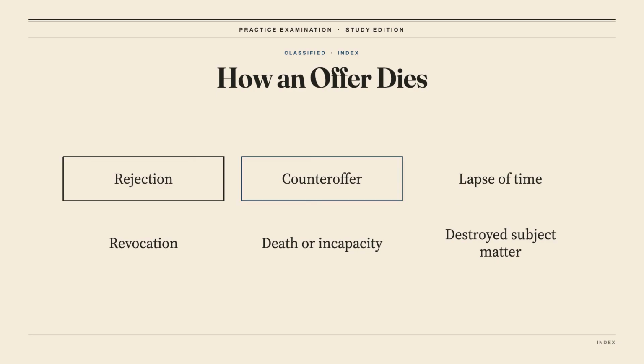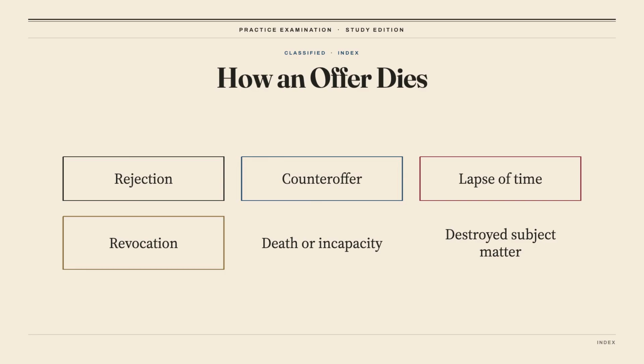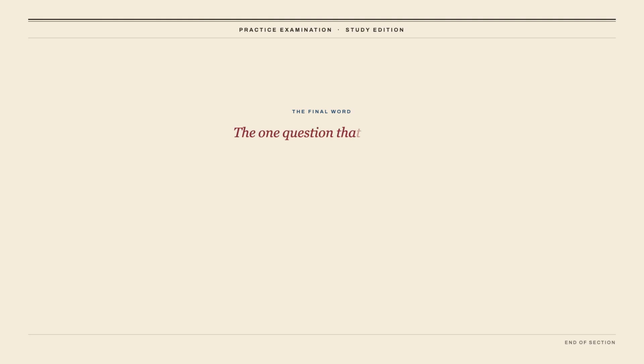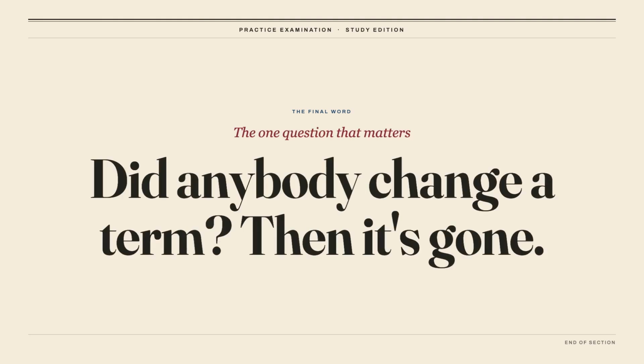Rejection, counteroffer, lapse of time, revocation, death or incapacity, destruction of the subject matter or supervening illegality. Only counteroffer and rejection require anyone to say anything. Once the seller countered, the buyer's original offer ceased to exist, expiration date or not. Reviving those terms needs a brand new offer and acceptance, not a unilateral change of mind.